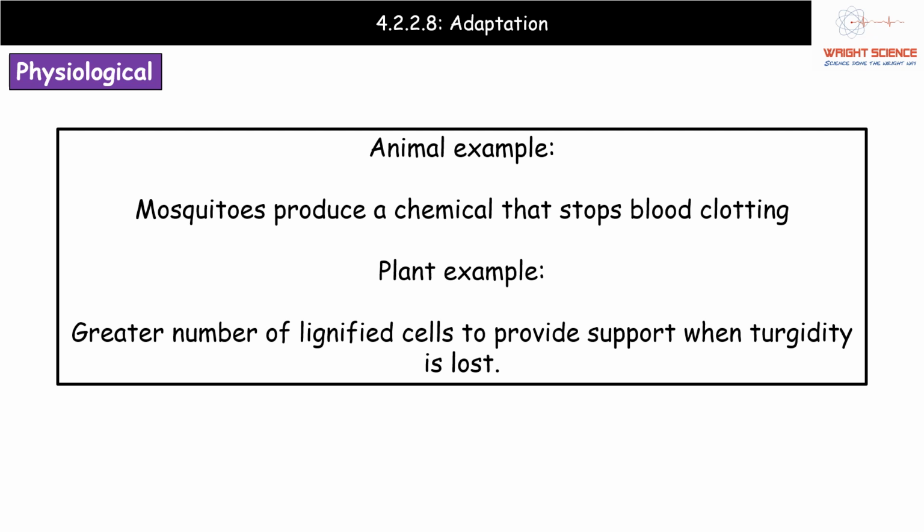In terms of plants, what we find is that they can actually increase the number of lignified cells that are present to actually provide greater support when the turgidity of those cells is lost. So if we've got low water conditions, they can actually lay down greater amounts of lignin within the cell walls and therefore provide support for those plants.